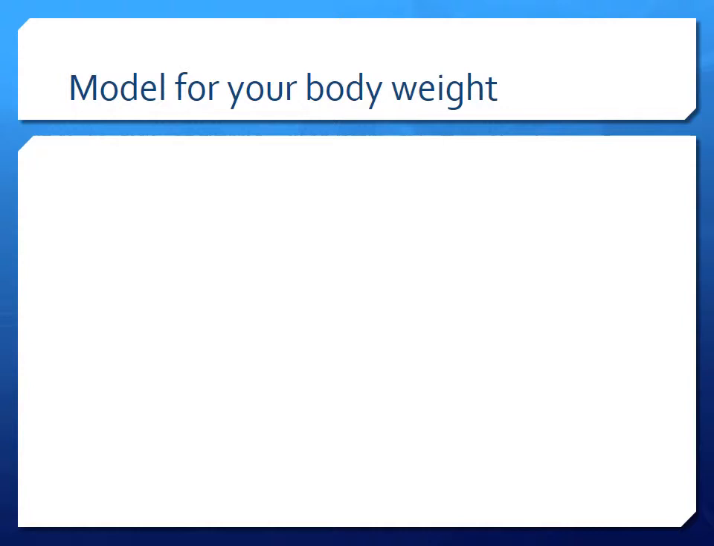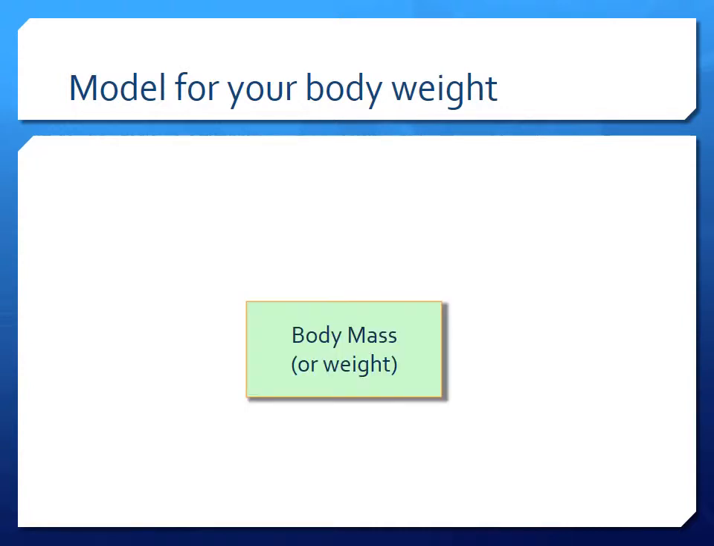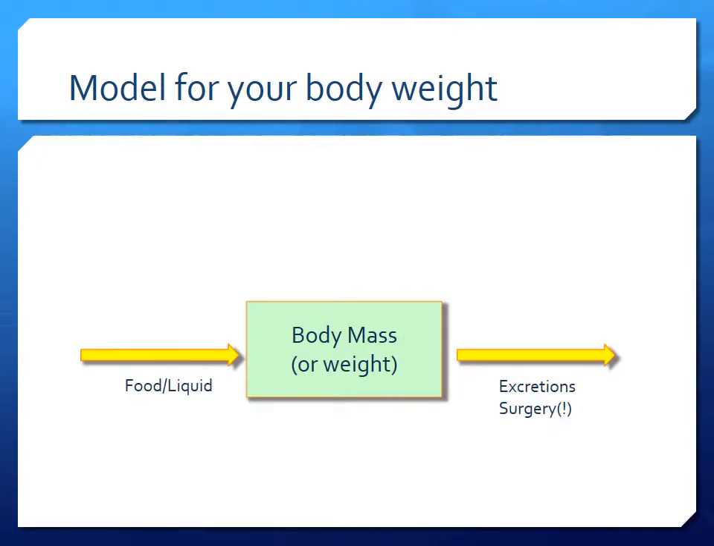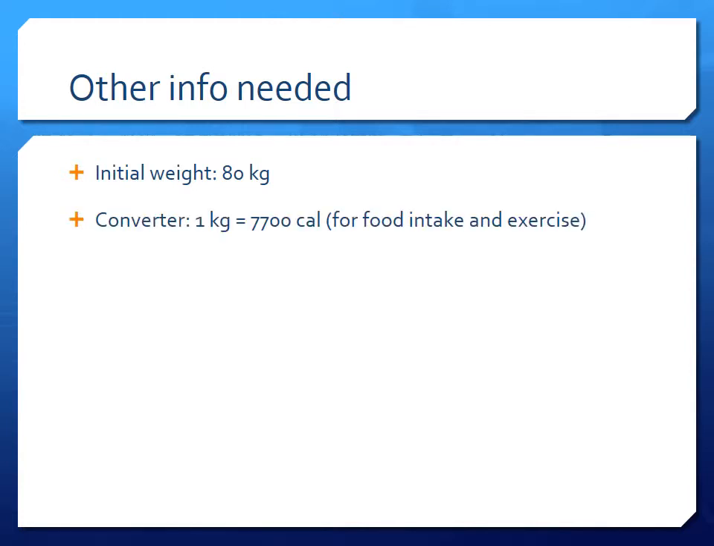So in our model for your body weight, you have the stock, which is the body mass. You have inputs, food and liquid. You have outputs, excretions, surgery. We're not going to be looking at surgery in this example. You have feedbacks or other control variables like metabolism and exercise. And there will be other information that's needed. In this case, the initial weight: let's start with 80 kilograms for a person.